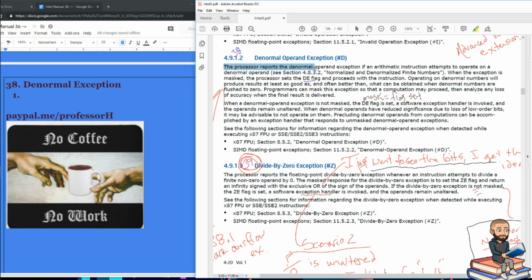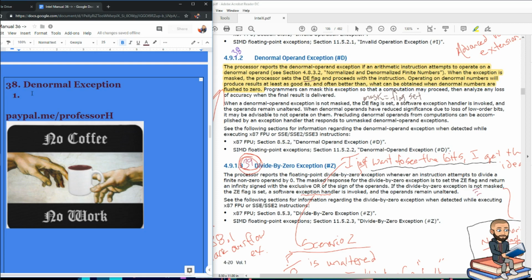Well, the processor reports the denormal operand exception if an arithmetic instruction attempts to operate on a denormal operand. So this is pre-computation, people. Now, we did read about normalized and denormalized finite numbers, but clearly when there's a denormal one, there's going to be an exception flag triggered. When the exception is masked, the processor sets the DE flag and proceeds with the instruction. Operating on denormal numbers will produce results at least as good as and often better than what can be attained when denormal numbers are flushed to zero.